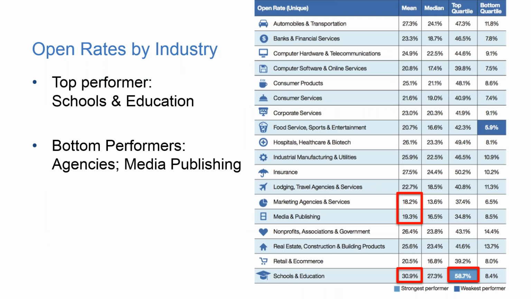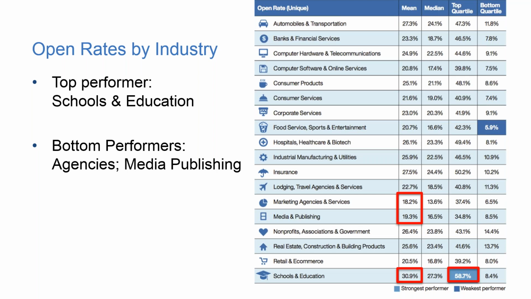So kind of to what I was going to get to in terms of these open rates. When we break it into the industries, you see that the top performer from an industry perspective was schools and education. They came in with a mean of 31%, top quartile, blistering at almost 60% in terms of the open rates. And on the bottom end, based on how we categorized our participating clients, agencies and media publishing came in a little bit on the low end on the mean open rate.